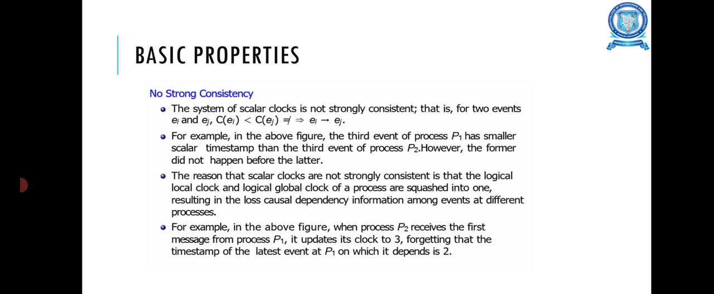Then next property is no strong consistency. The system of scalar clocks is not strongly consistent; that is, for two events Ei and Ej, the clock comparison does not imply Ei tends to Ej. The reason that scalar clocks are not strongly consistent is that the logical local clock and the logical global clock of a process are squashed into one, resulting in the loss of causal dependency information among the events at different processes.